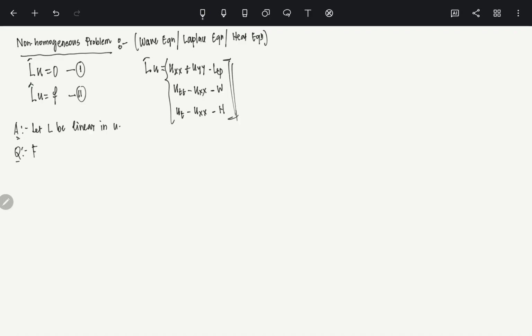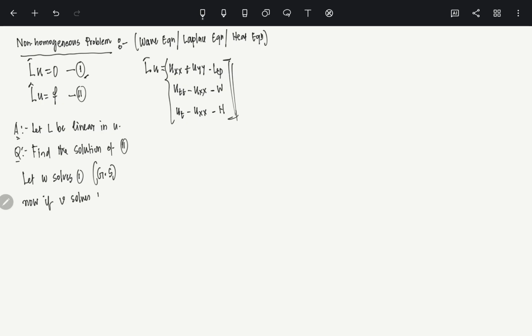Now the question is this: can we find the solution of u? Solution means all possible solutions of 2. So how do you do it? Let's say that we know how to solve problem 1. Let us assume that we know how to solve this problem, and let w solve 1. So you have somehow found that there is a general solution w which solves 1. General solution means all possible solutions of 1.